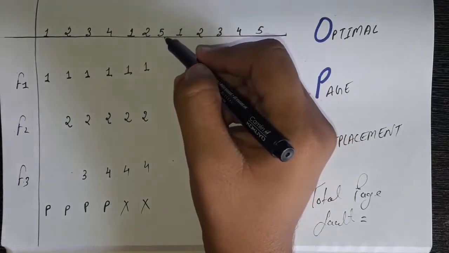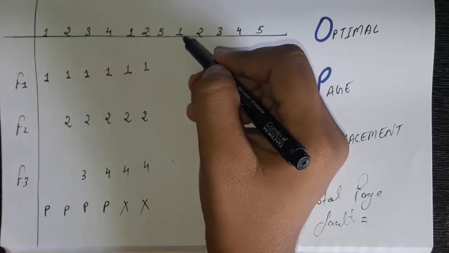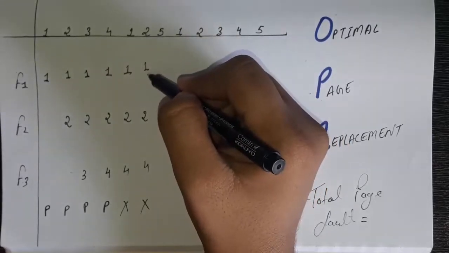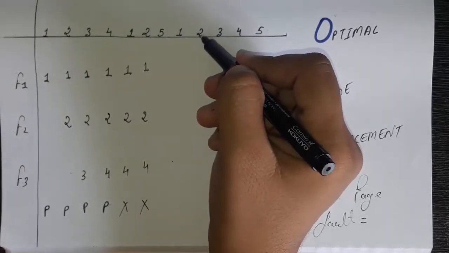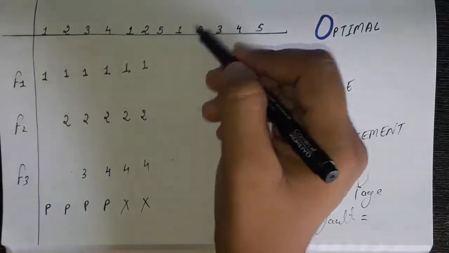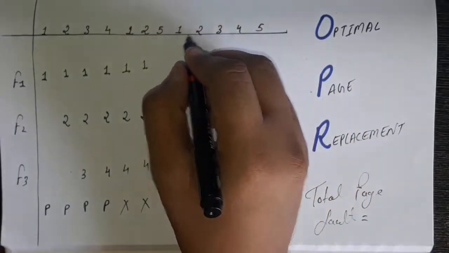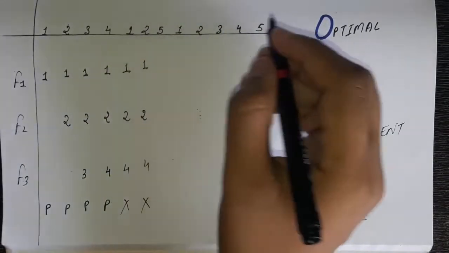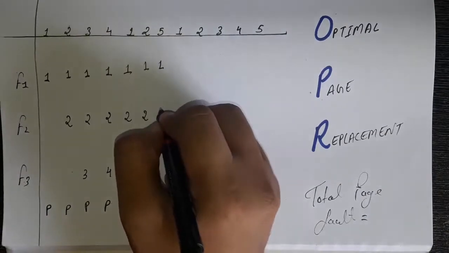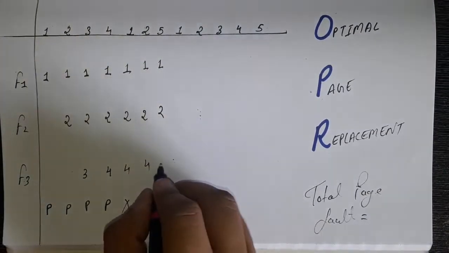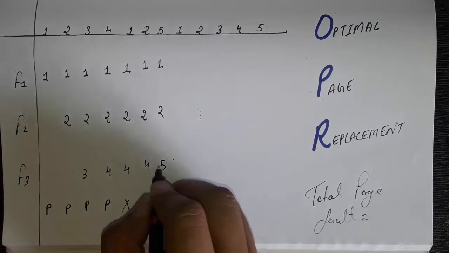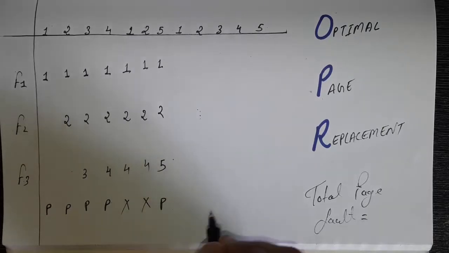Next page is 5. You can see we use 1 right after the 5, so we cannot remove this. And after the 1 we use 2, so we cannot remove this either. But the 4 is used after 3 pages, so we can remove 4. So write 1, 2, and in the place of 4, replace it with 5. And because a new process arrived, write a P.